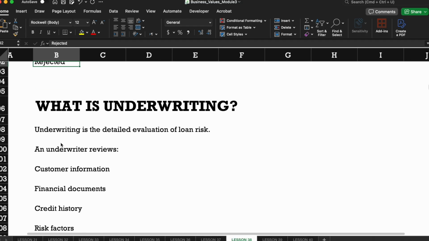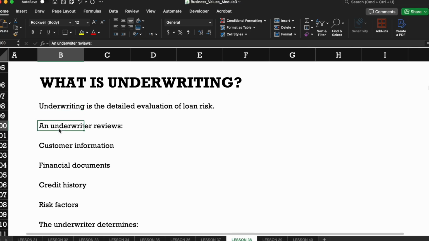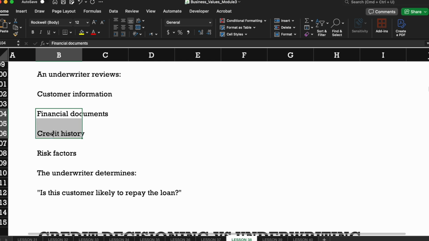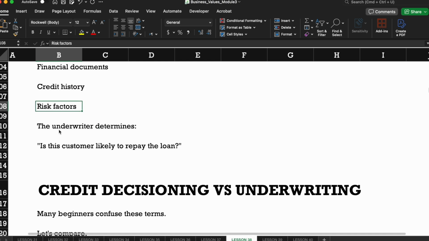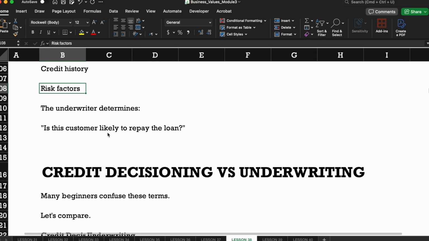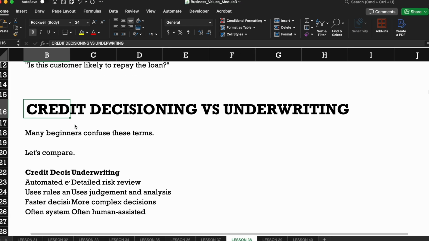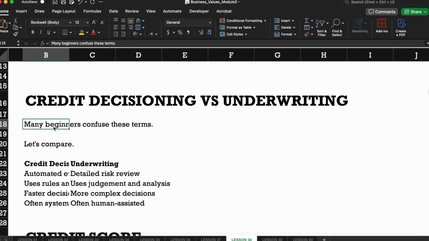So what is underwriting? Underwriting is the detailed evaluation of loan risk. An underwriter reviews customer information, financial documents, credit history, and risk factors. The underwriter determines: is this customer likely to repay the loan? Credit decisioning and underwriting are different, but many beginners confuse these terms.